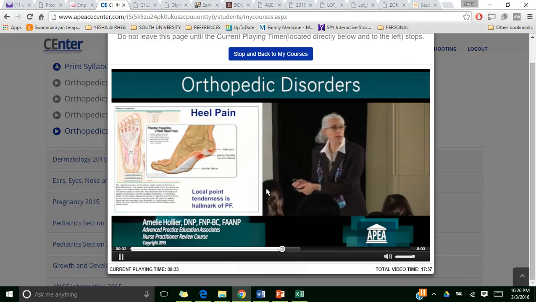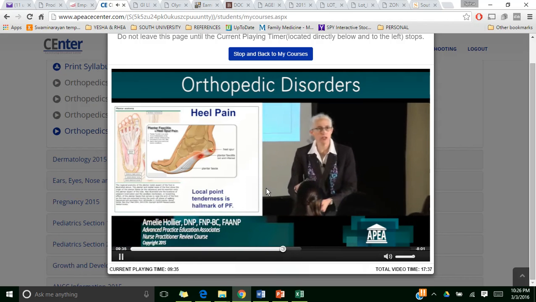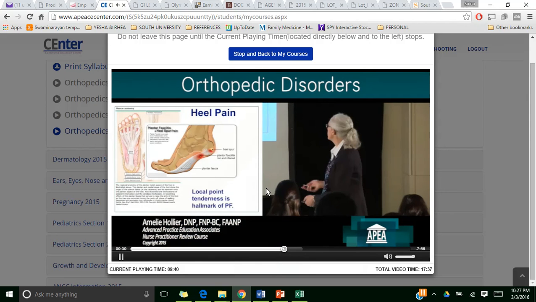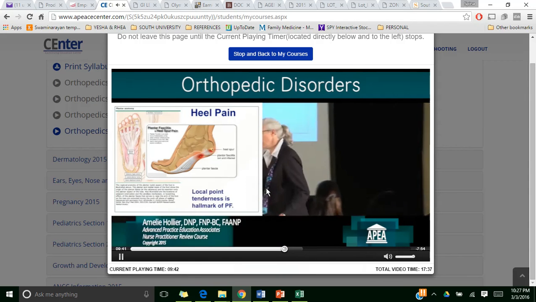The most common place for a neuroma to form is between the third and fourth toe, but to be honest, it can form between the second and third. It can form anywhere where there's pressure and compression on that nerve.